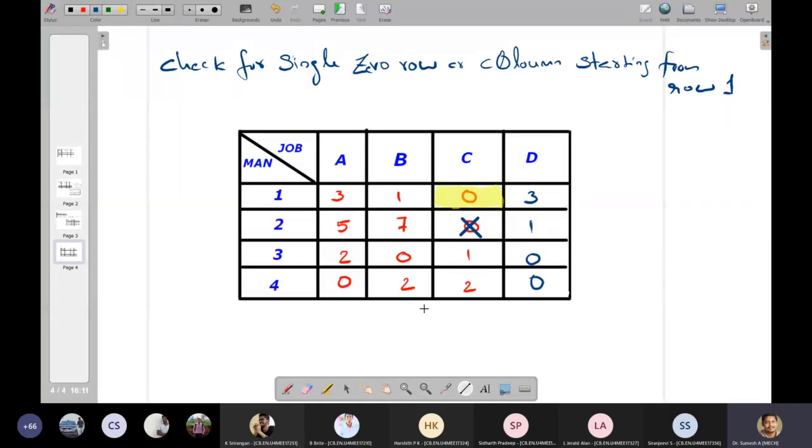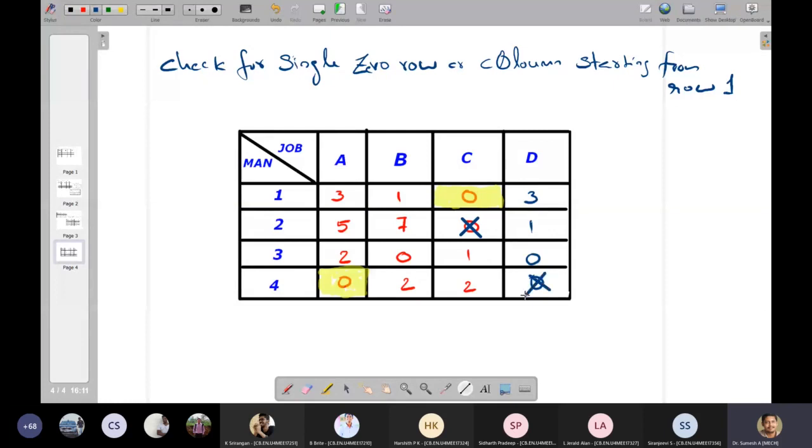Now what about the second row? In the second row, no zeros are available. Third row, what is the situation? Two zeros are there, so I cannot give the assignment. Fourth row, what's the situation? Again, two zeros are there, not possible. Now see column-wise. The first column had only one zero, so I am supposed to give the assignment. Now the other zero in that row will be struck off.